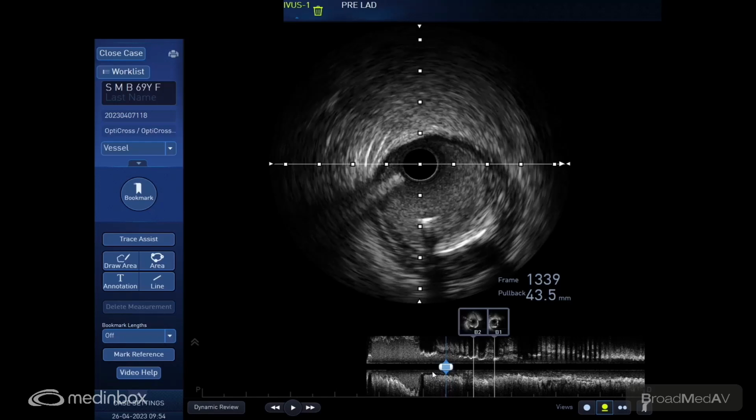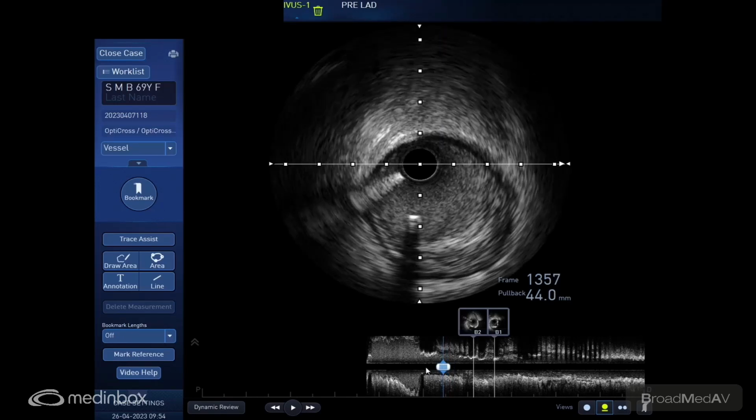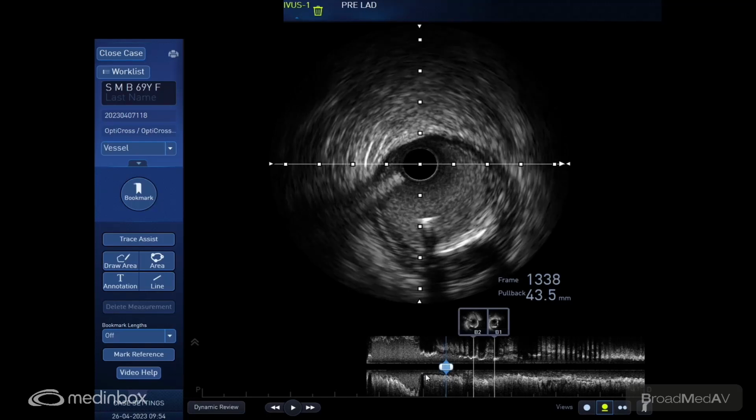And I think we're going to use a 3.0 by 32 millimeter stent. So can I get a 3.0 by 32 Onyx stent, please? It's a Synergy maybe. Synergy.